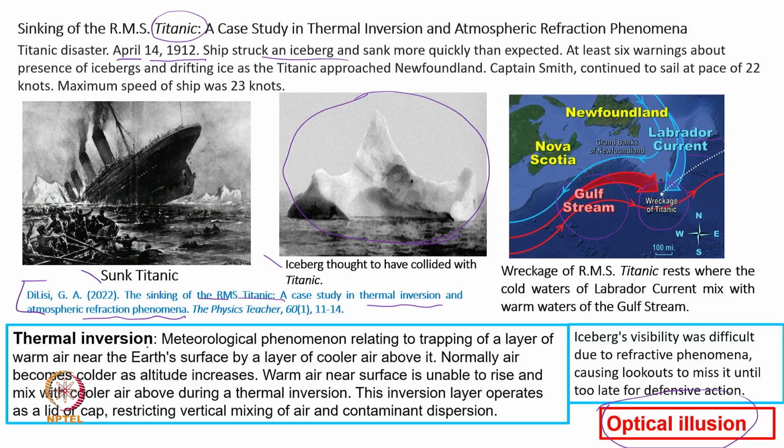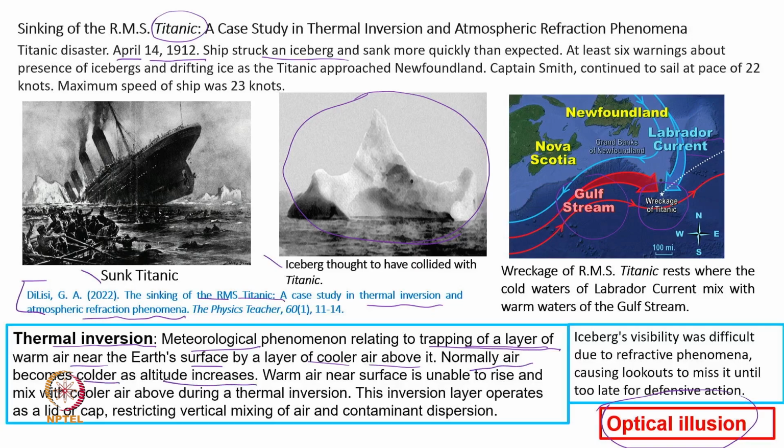Now, they try to explain what the thermal inversion is. We say it is a meteorological phenomenon, basically the trapping of a layer of warm air near the earth's surface by a layer of colder air. So, there are temperature differences: cool air, then high temperature air, then cool air. Otherwise, what happens naturally is that as the temperature increases, air will move up, and as it moves up, it will reduce in temperature and the temperature will drop. In this case it does not happen. Normally, air becomes colder as the altitude increases.